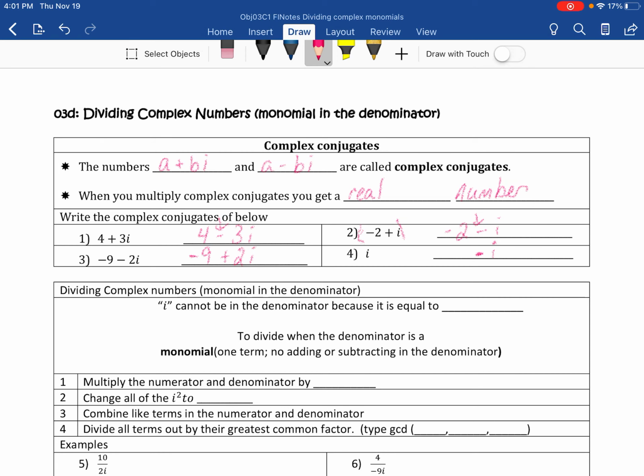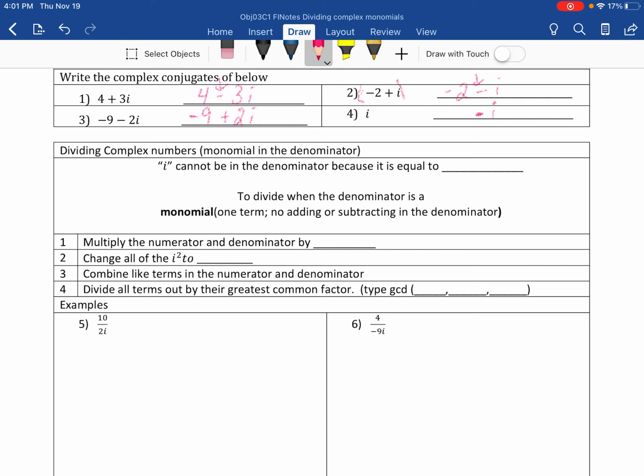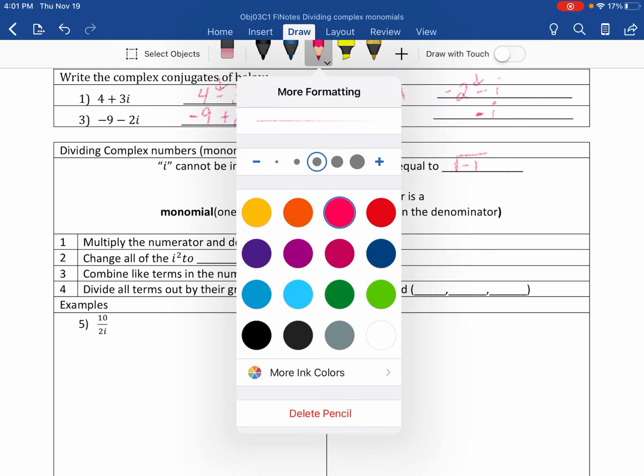Okay, so we're going to talk about dividing complex numbers. Now, back in Algebra 1, you learned at some point that the square root cannot be in the denominator. So i cannot be in the denominator because it's equal to the square root of negative 1.